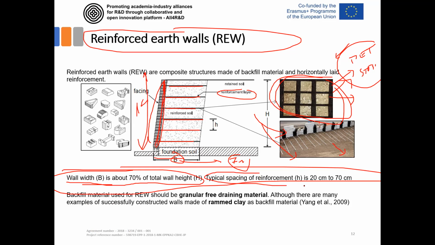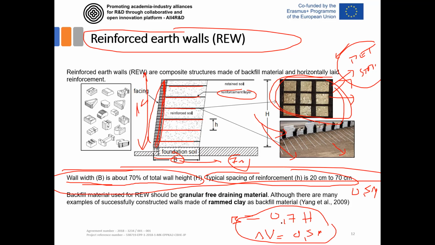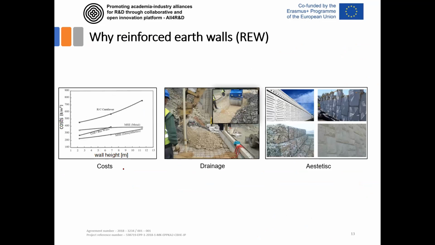Additionally, the vertical spacing of the reinforcement should be around 0.5 meters. So if you keep these two aspects in mind, that B is about 0.7 H and that the vertical spacing between the reinforcement is about 0.5 meters, you have already solved many problems that could occur with this kind of wall. Additionally, you just need to select the appropriate ultimate strength of this reinforcement to prevent breakage due to the tension in these reinforcing elements.